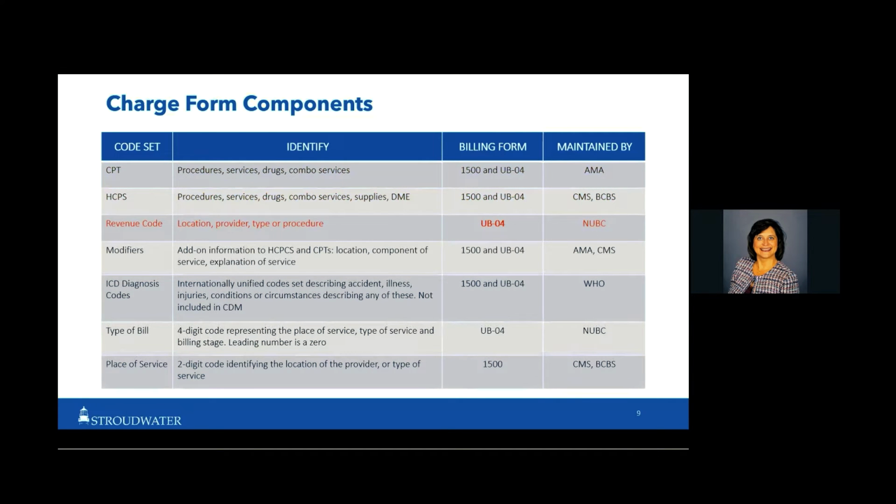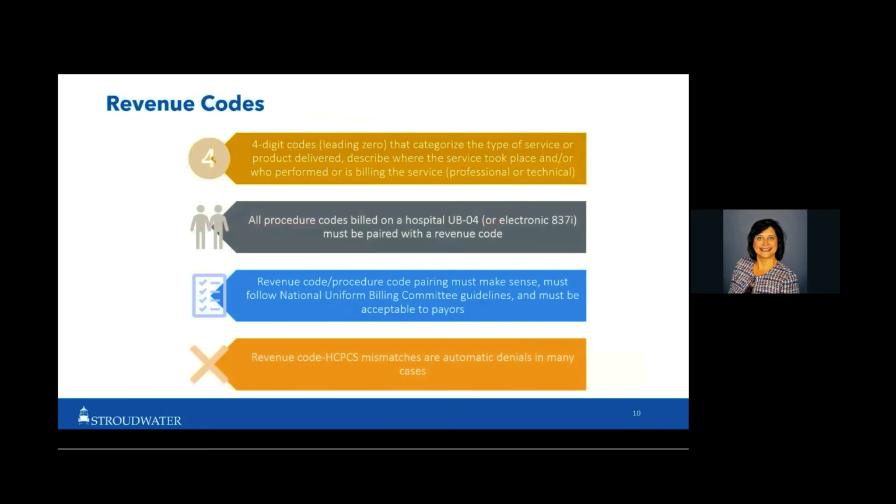Now, the next item that we're going to talk about are revenue codes. Revenue codes are used, as you can see, as highlighted here on the billing form of the UB, and they explain what the location, provider type, or procedure is performed. And when thinking about revenue codes, it is a 4-digit code. It's the leading 0 that categorizes the type of service or product that was delivered. And it describes where the service took place. So you know how we were talking before that it might have been performed at the scene of an accident or something like that. There is a revenue code actually for that.